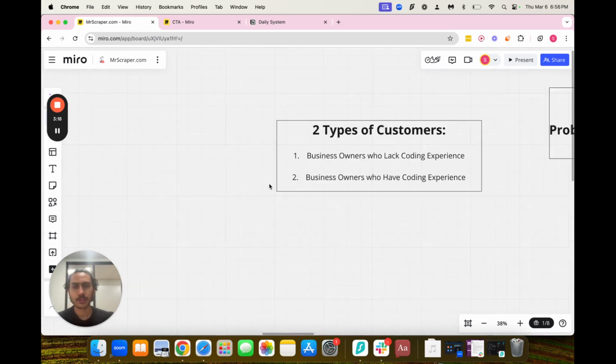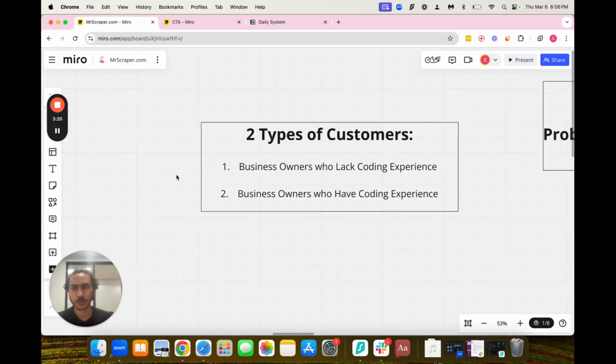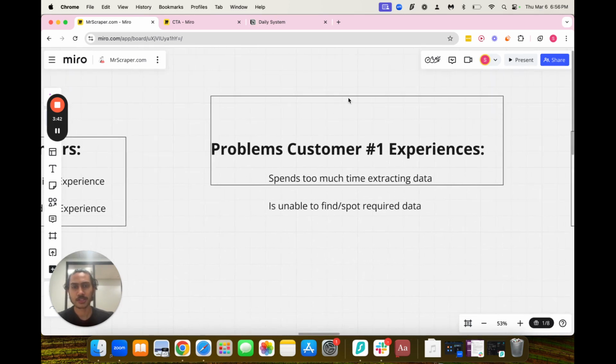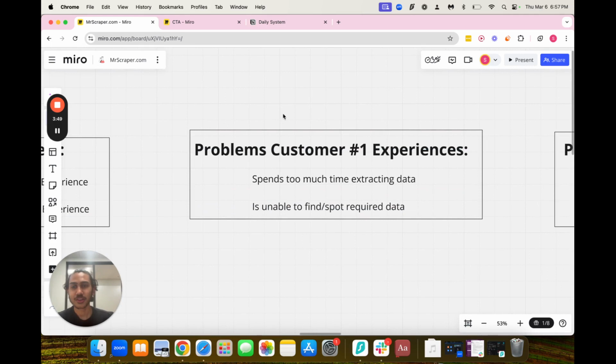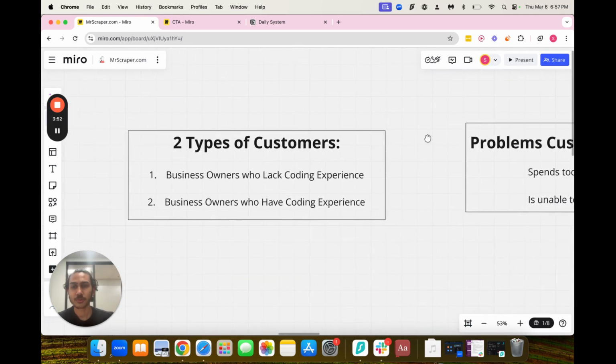Now, there are two types of customers for MrScraper.com. Number 1, business owners who lack coding experience, and number 2, business owners who have coding experience. So 1, people who don't have. 2, people who do have. This is a bad box here. What's going on? There we go. Now, here are problems customer number one experiences.